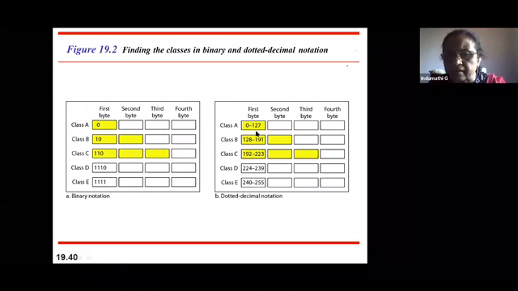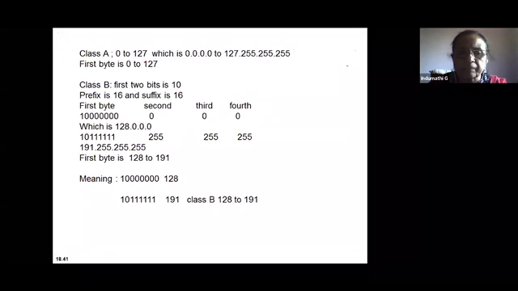Wherever this ends, the next address will be from the next type of address. So here it ends at 191, so the class C address starts at 192. How do you define this range of 128 to 191 for the first byte? That can be shown with this example.